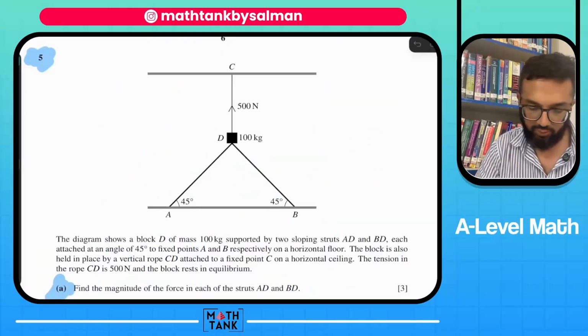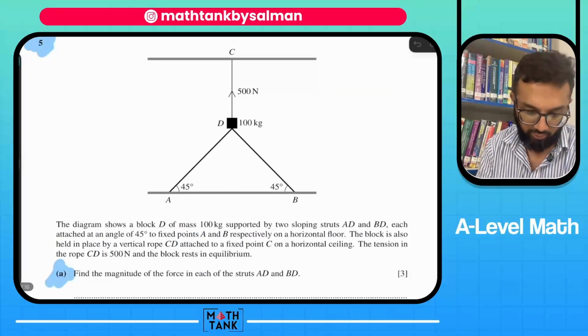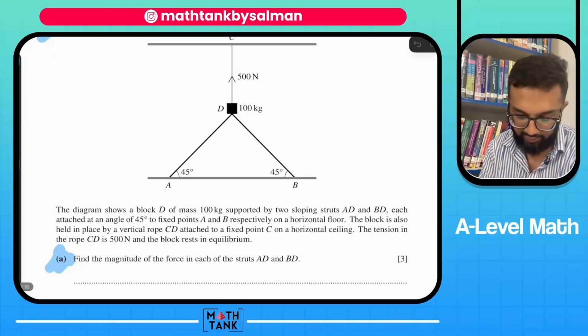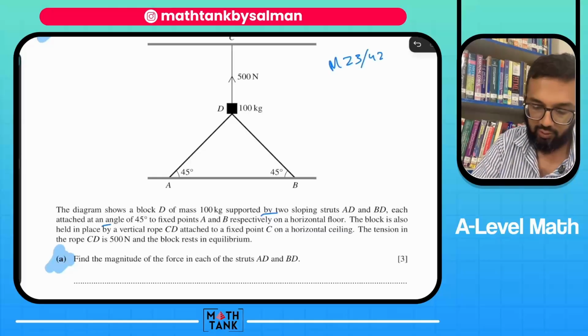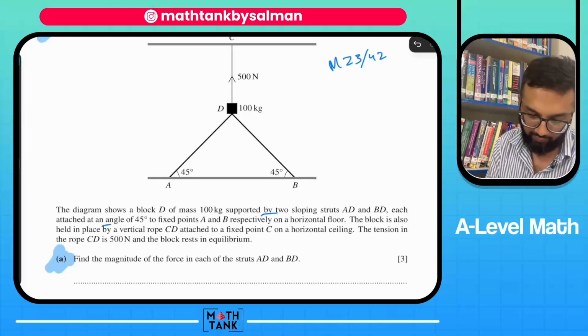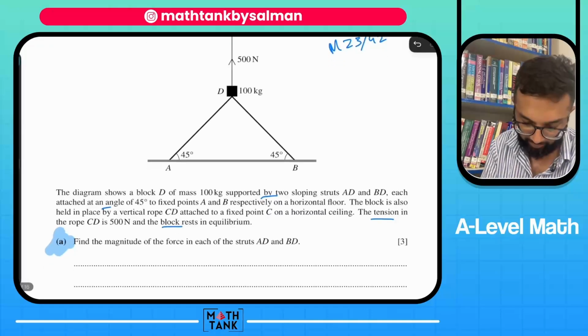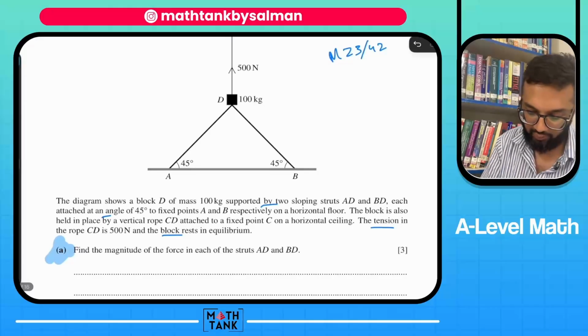Let's quickly move on to March 23. March 23, the diagram shows a block of mass 100 kg, supported by two sloping struts, AD and BD, each attached at an angle of 45 degrees to fixed points A and B respectively on a horizontal floor. The block is also held in place by a vertical rope CD attached to a fixed point C on a horizontal ceiling. The tension in the rope is 500 newtons and the block rests in equilibrium. Find the magnitude of the force in each of the struts.